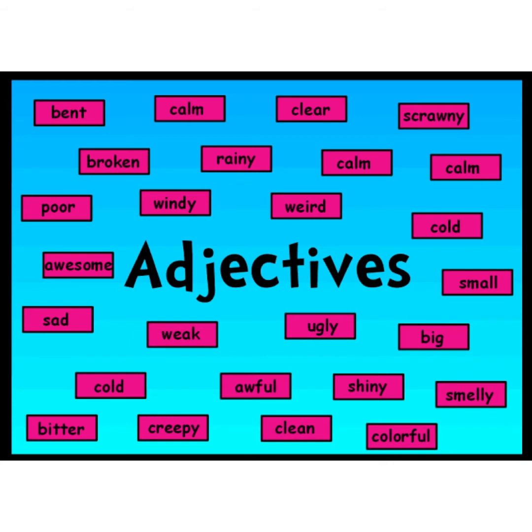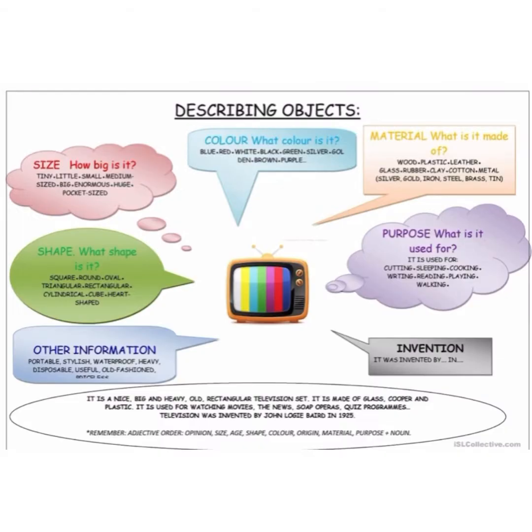Let's take a look at some examples about adjectives. Vamos a observar algunos ejemplos de adjetivos y cómo utilizarlos. As I told you, kiddos, we use adjectives to describe people, places, things, animals or ideas. Como les comenté, niños, utilizamos los adjetivos para describir personas, lugares, cosas, animales o ideas.